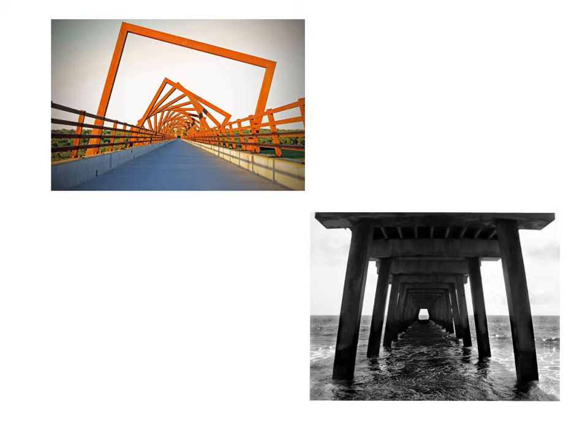Now let's try it with these two bridges. Let's try the top one first. Can I put a line of symmetry anywhere on the bridge to show two exact halves? I'm going to try it going this way. No, that didn't work. What about if I go from the top to the bottom? No, that didn't work either. So this bridge does not have symmetry.